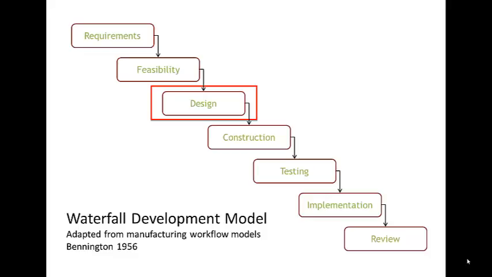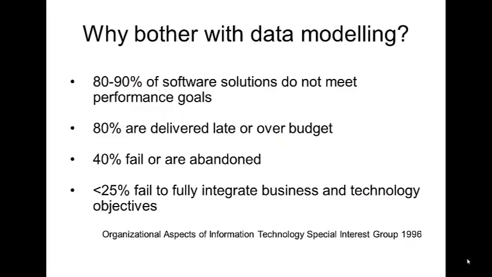Basically, it's a linear process. You define the requirements for the system, you decide whether it's feasible, you design the system, you construct it, you build it, you implement it, you test it to see whether it in fact does what you want it to do, you roll it out across your organisation, and then you review the process. Has your system delivered what you wanted? And the data modelling component of the design process mostly occurs within the design stage of the waterfall development model.